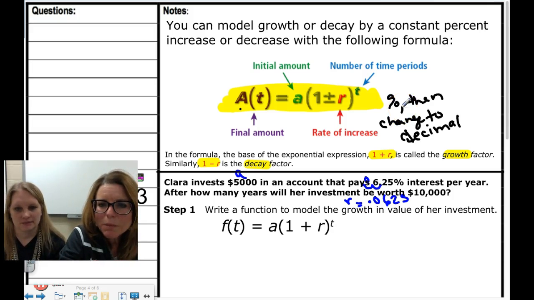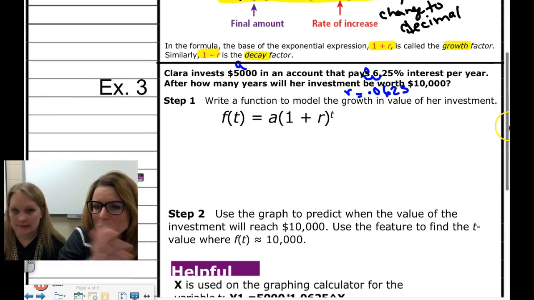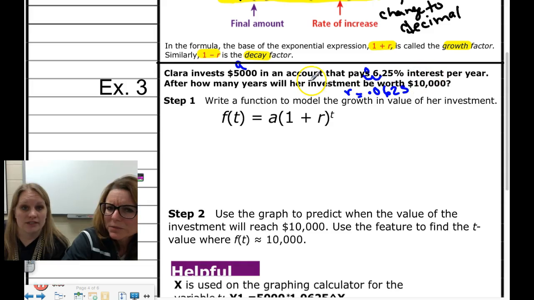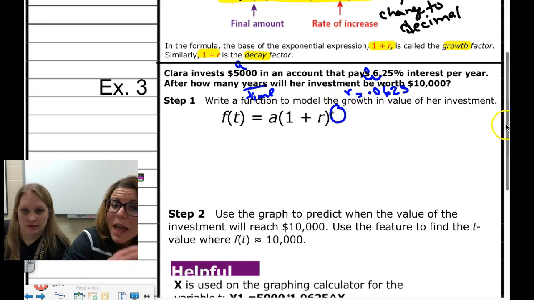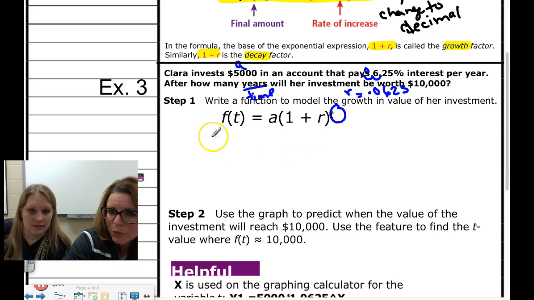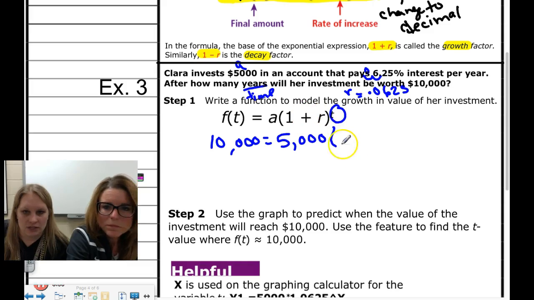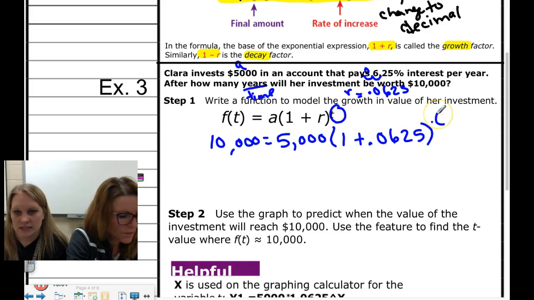Now we're just plugging in our formula. Write a function to model the growth in value of her investment. So what are we solving for? We're solving for time. It says how many years. So that's time. Let's plug in what we know. We know f of t, our final amount, is 10,000. Our initial amount was 5,000. They already gave us our equation. Because it's growth, they picked the plus. And our rate we changed to 0.0625, to the t.